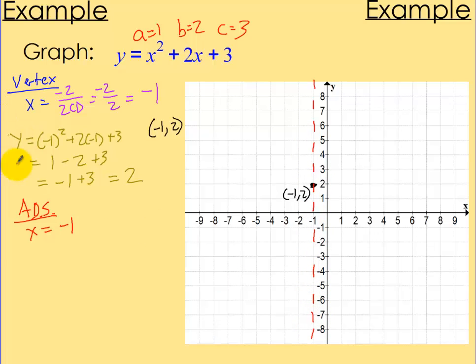So let's figure out some more points. I'm going to make an xy table right here. I know my first point, the vertex, is negative 1, 2. Now I'm just going to pick 2 points, let's say to the right, 0 and 1, because those will be probably pretty easy.